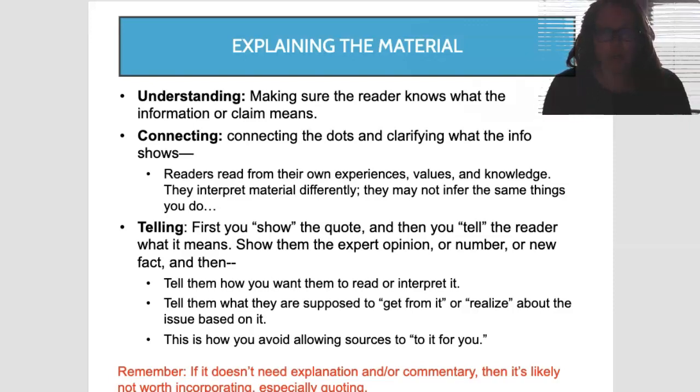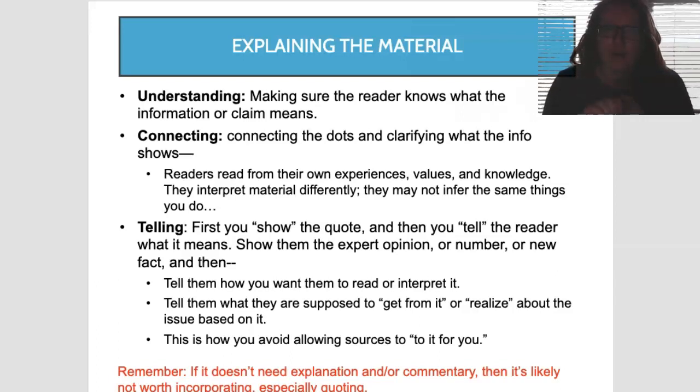Academic writing is a little bit trickier because we want you to show and tell. We want you to show us the quote, show us the image, show us the graph, show us the data, and then tell us about it. That's what the explanation part is. It's where you have shown us the thing, but now you're going to talk about it and tell us what you want to take away from it. You're telling us how you're reading it and interpreting it. You're telling us what you want us to see or realize or get from it.